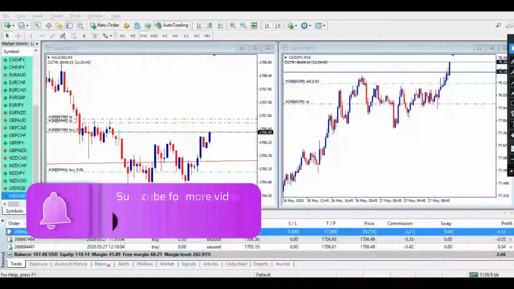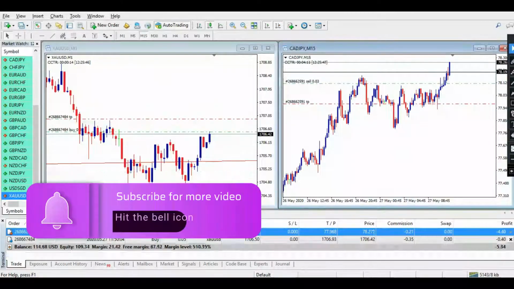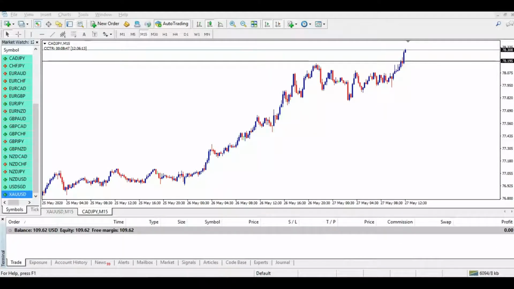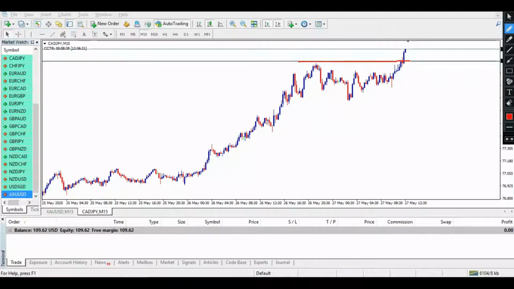Welcome back. As you can see, I'm in profit, so I will simply close these trades. One thing I forgot to mention, that I have closed the CAD JPY in loss, because as I can see in the 15-minute chart, price broke out of this particular line which I have mentioned previously. So this is why I have closed my CAD JPY in loss.